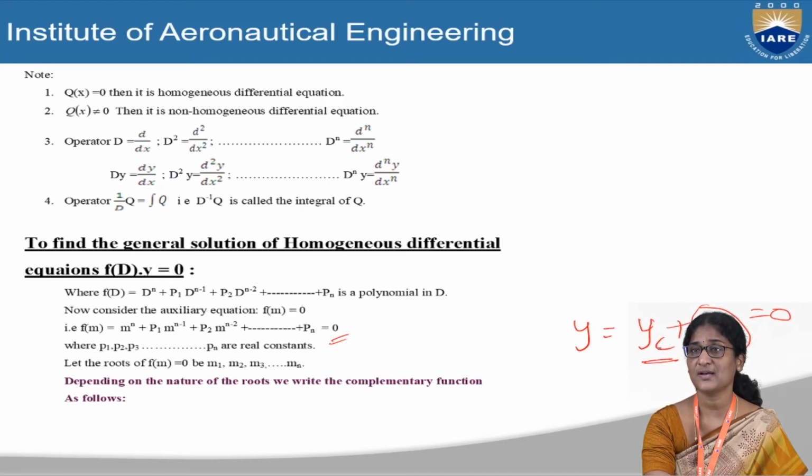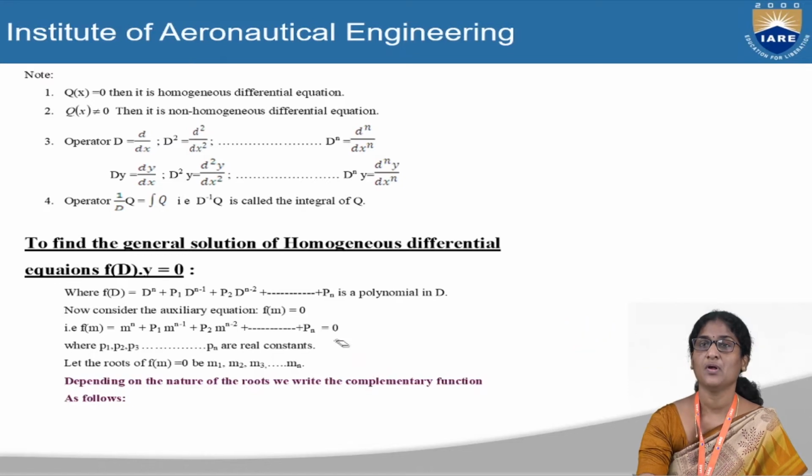How to get the complementary function? Now how to proceed further? Whatever equation you have, you change it into the form f of D into y is equal to q of x. That is, q of x is 0 because it's homogeneous. So you change it into the form of f of D into y is equal to 0.